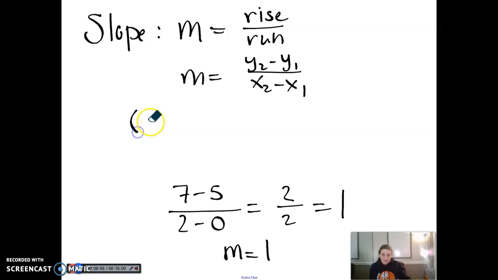If I had an example of a point 0, 5 and a point 2, 7, and I wanted to know what is the slope that connects these 2 points, I could do this equation. y2, I take the y from the second point, minus y1, which is y from the first point, so 7 minus 5 equals 2. x2 is 2 minus x1 is 0, so 2 over 2. 1, my slope is 1.